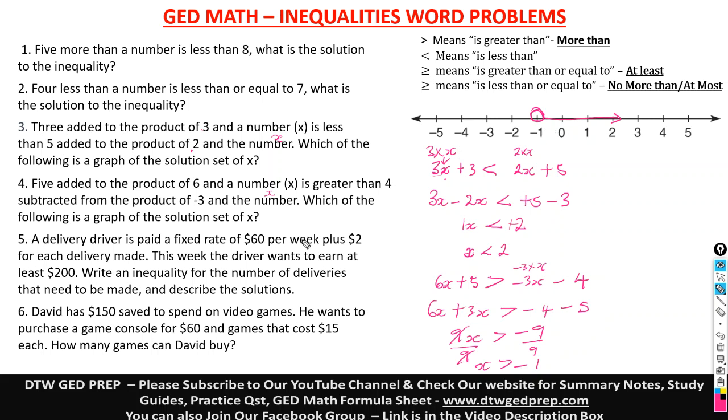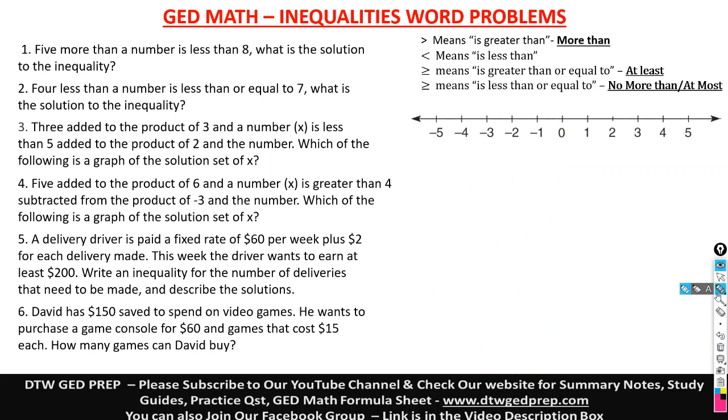All right, so that's for number 4. Now let me clean this up, and let's go to number 5. So number 5 says a delivery driver is paid a fixed rate of $60 per week plus $2 for each delivery made. This week, the driver wants to earn at least $200. Write an inequality for the number of deliveries that need to be made and describe the solution. So we have to write an inequality, then solve.